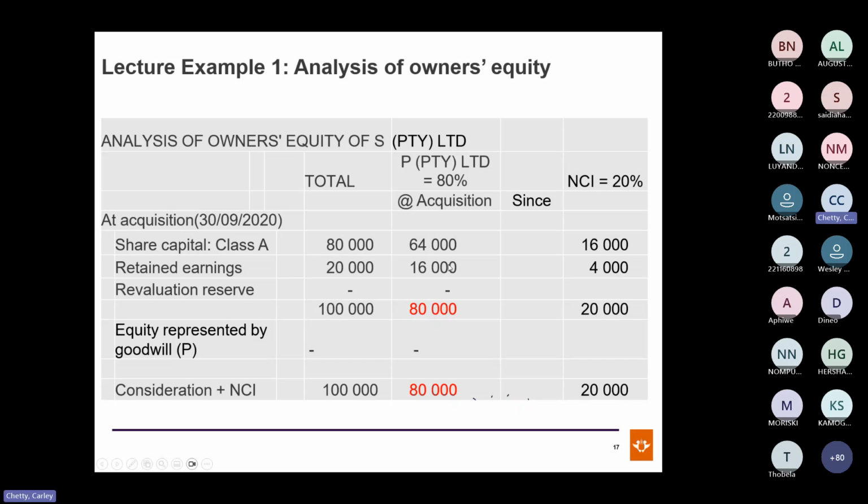So then we will total up. If we take P's column, so this is P's column here. Remember, we have the total equity in S in this total column. Then we have P's 80% ownership in this column next to it. Then we have the non-controlling interest, which is 20%, in the final column.